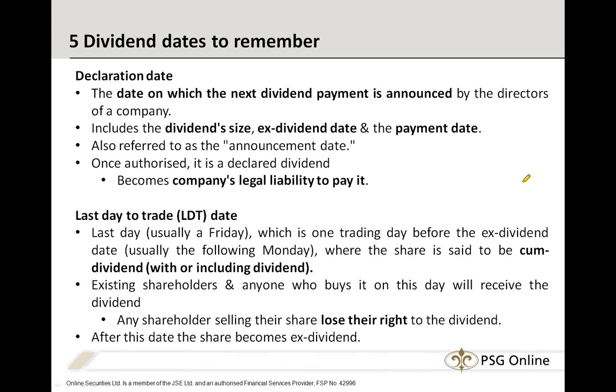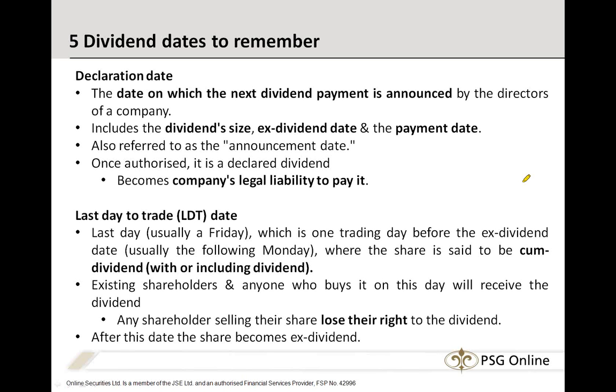The most important date, well, one of the important dates is LDT, last day to trade. It's usually a Friday. This is the last day that you as a shareholder are eligible to get the dividend. What they call cum dividend, with dividend, or including the dividend. You need to own those shares on that date to be eligible for the dividend. If you sell those shares before that date, you lose your right to that dividend.